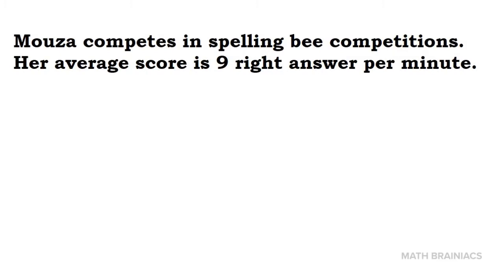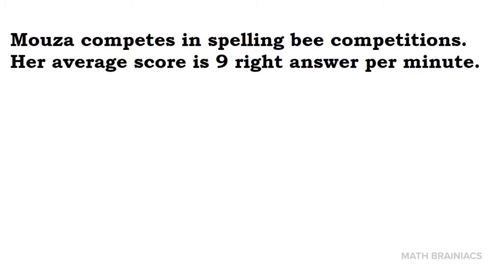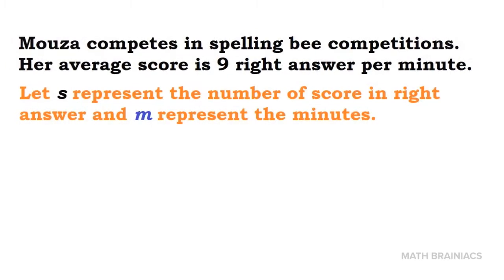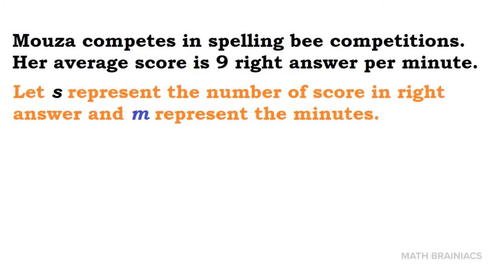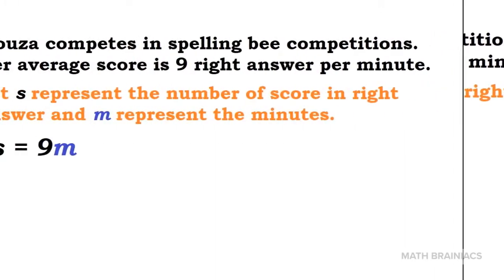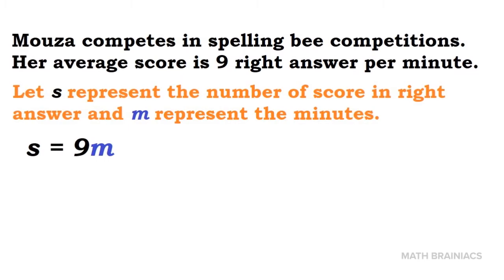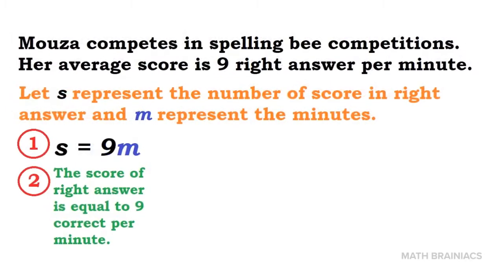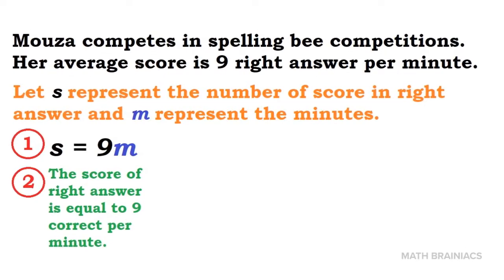Moza competes in spelling bee competitions. Her average score is 9 right answers per minute. Let S represent the number of score in right answers and M represent the minutes. And we can come up with the equation S is equal to 9M. The word form is the score of right answers is equal to 9 correct per minute.